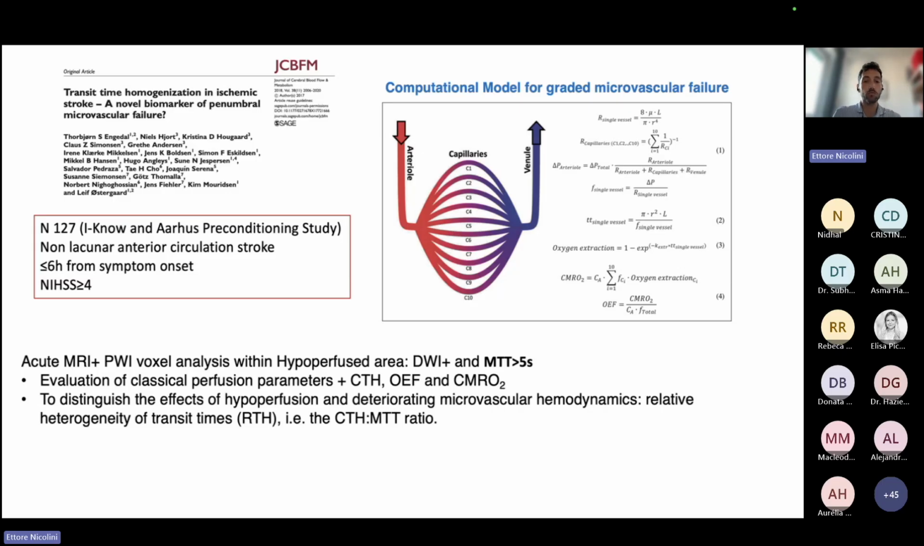This is a ratio between the CTH and the mean transit time, which should show the real microvascular hemodynamics independently from the effects of global hypoperfusion. So what did they do?